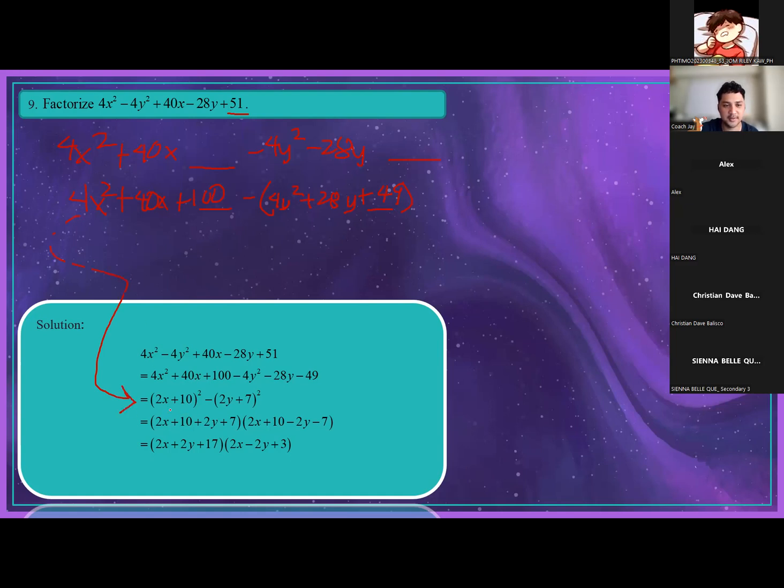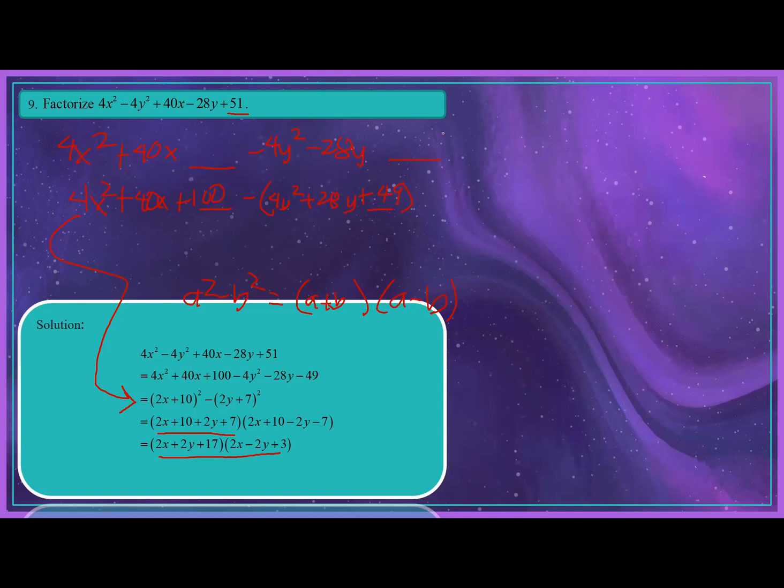This would be the equivalent: 2x plus 10 squared minus 2y plus 7 squared. Then using the difference of two squares, a squared minus b squared is a minus b times a plus b. Recall that we use that for the second to the last line, and after that, simplify and arrange. So you have that equation.